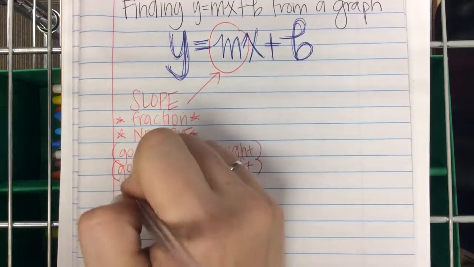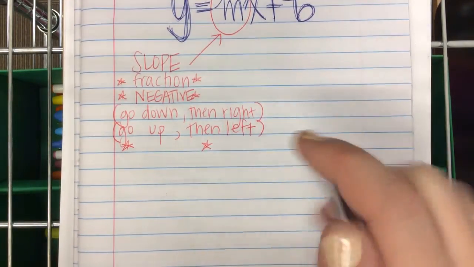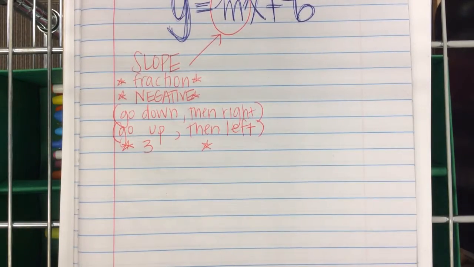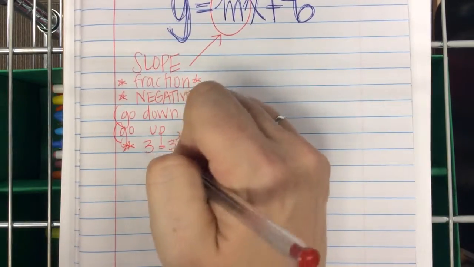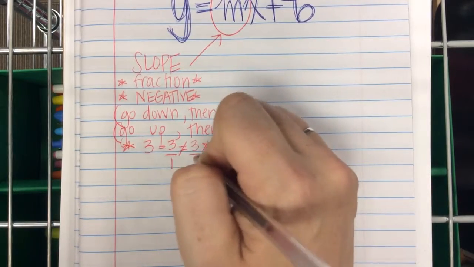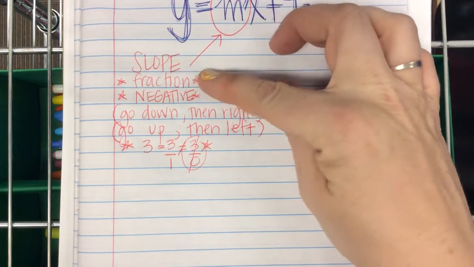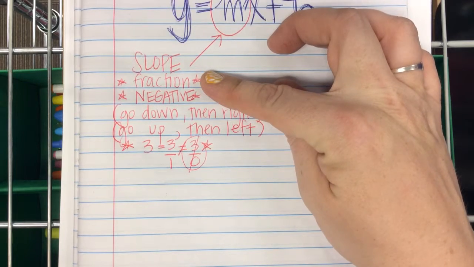The last thing that we need to remember is if your slope is 3, you make 3 into a fraction, which is 3 over 1. It is not 3 over 0. Those are the two misconceptions I'm still seeing about 30% of the time. It should be a fraction. Don't convert it to a decimal.